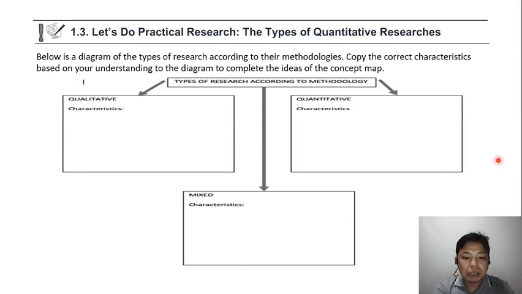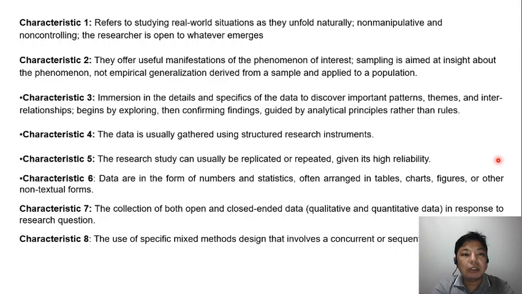So, saan nyo kukunin yung sagot nyo? This is where you're going to be getting your answer. So, you have characteristic 1, characteristic 2, characteristic 3, 4, 5, 6, 7, and 8. It is already printed on your module. So, ang gagawin nyo na lang, ilalagay nyo na lang yung which one belongs to which. Okay? So, again, pause the video, and then we'll proceed with the next activity.